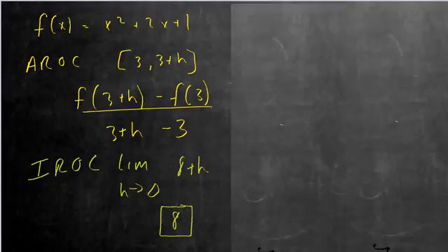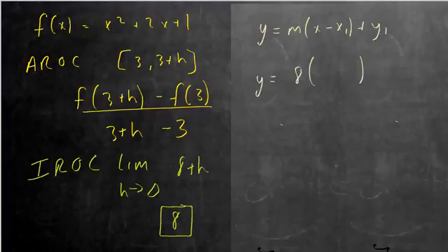And because I have my instant rate of change of 8, now I can find the equation of the line tangent to the graph at x equals 3. When we say tangent line, we always want to write y equals m times x minus x1 plus y1, and we want to start filling it in. I know that my slope is my instant rate of change, so that's going to be 8.